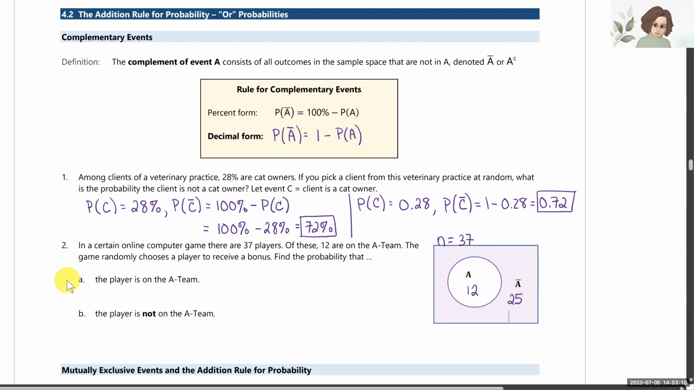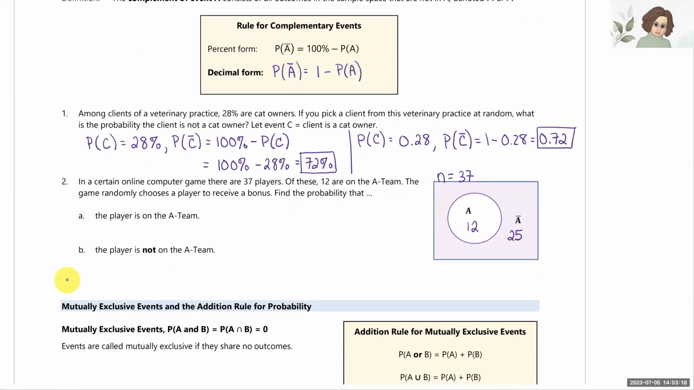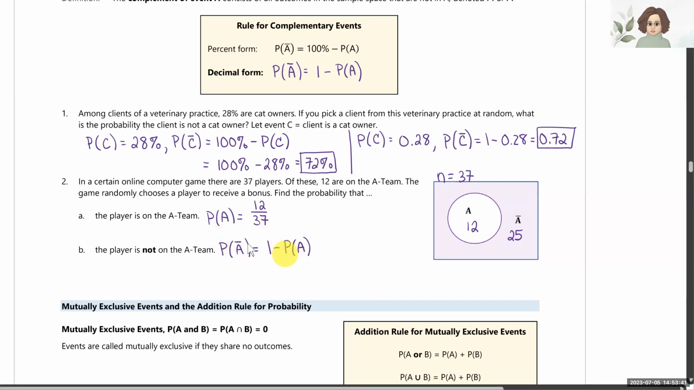But we're going to go ahead again and go through some notation and review fractions over here as we switch ourselves over to probability. All right, so the probability that a player selected at random is on the A team, so that would be the 12 out of the 37 players. So we'll stay in fraction. So the probability they're not on the A team is 1 minus the probability that they are. So there's our rule of complements that we're going to use almost every day as we go through our course.